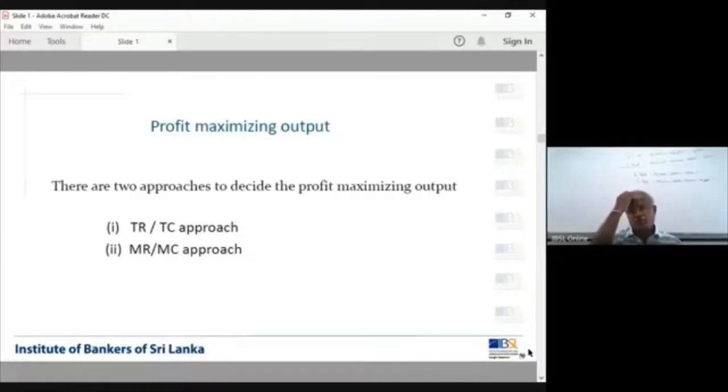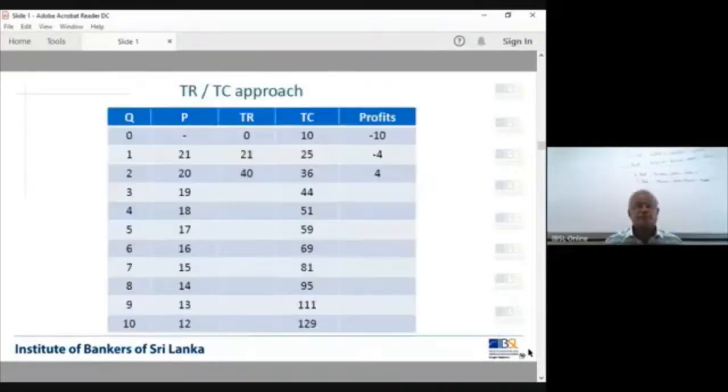Of these two approaches, the MRMC approach is the most important approach. We are going to discuss that in detail. But here, just to understand this question with the concept, we use this TRTC approach. Here we can calculate what is total revenue, by selling the output, how much the firm can earn. Total cost is the cost of producing that output level. TRTC approach.